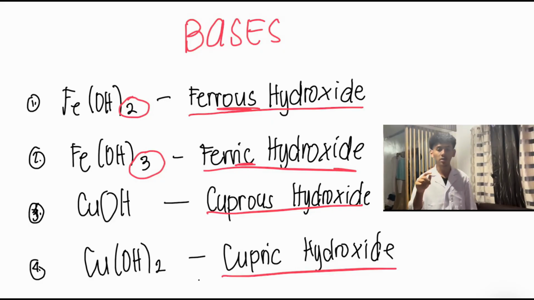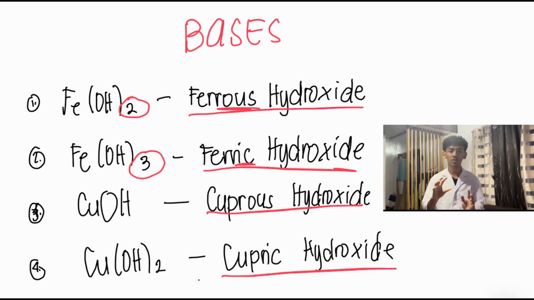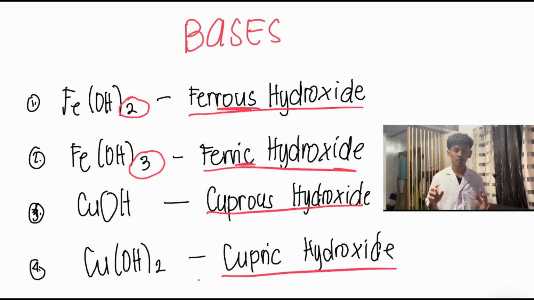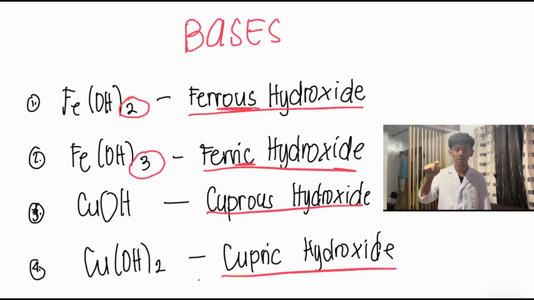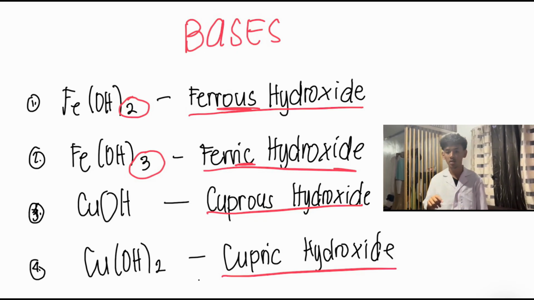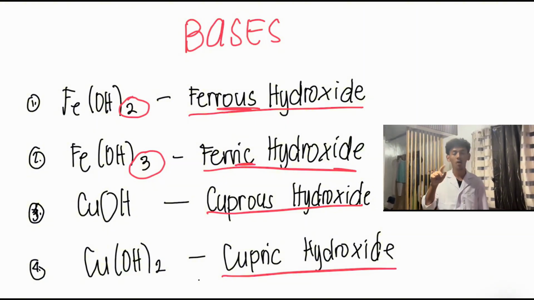For examples, Fe(OH)2, which is iron and hydroxide together, is ferrous hydroxide, because Fe is 2+ here. Fe(OH)3 is ferric hydroxide. Fe is 3+ here because there's Fe, OH, and then 3. That's why it's called ferric hydroxide. CuOH, cuprous hydroxide. Cu(OH)2 is cupric hydroxide. Got it? Now I have a challenge for you.